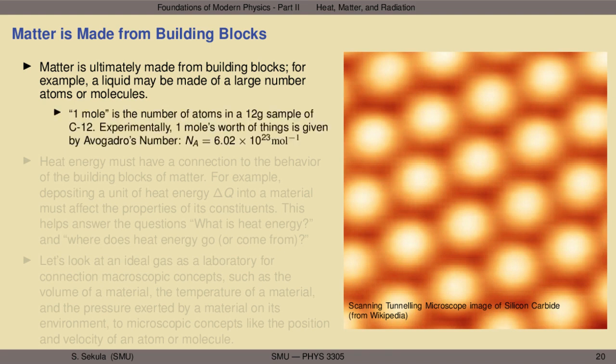Now, the number of things that are used to construct a material body in the human world, the macroscopic world, is vast. For example, there's the concept of the mole. One mole is the number of atoms in a 12-gram sample of carbon-12. Experimentally, you'll find that one mole's worth of things, anything at all, grains of sand, planets, stars, atoms, is given by a special number, known as Avogadro's number. That number is 6.02 times 10 to the 23 of anything per unit mole. One mole, therefore, is 6.02 times 10^23 things.